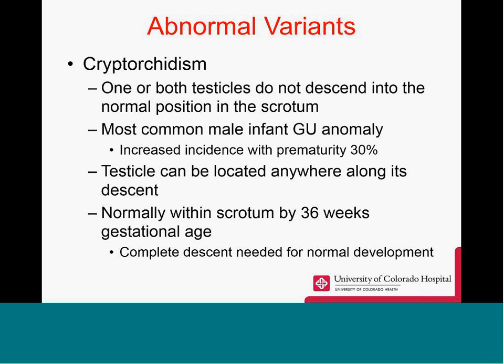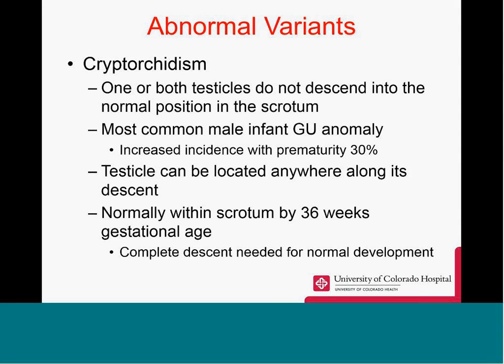Abnormal variants: cryptorchidism. This is where one or both testicles do not descend into the normal position in the scrotum. This is the most common male infant GU anomaly. There is an increased risk with prematurity. About 30% of premature males do experience cryptorchidism. The testicle can be located anywhere along its descent.